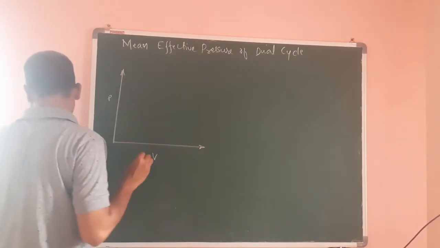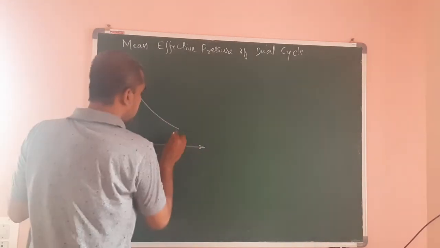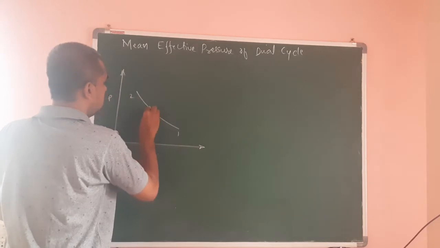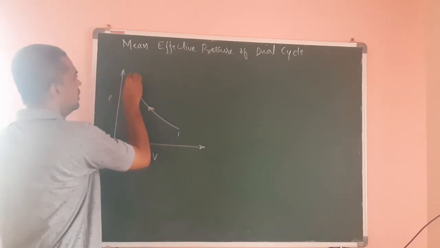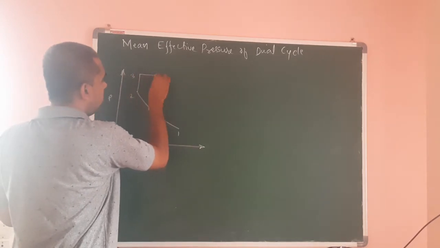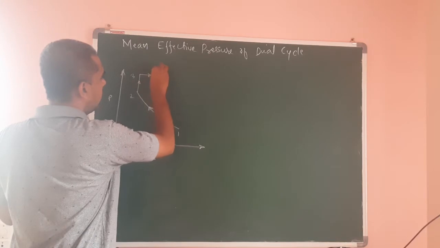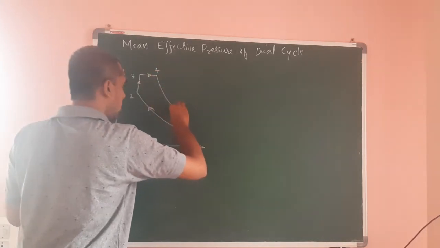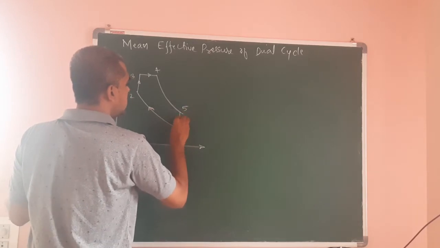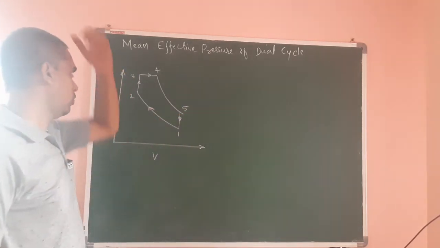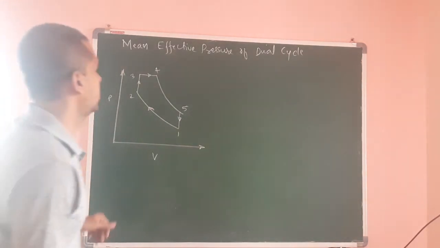A dual cycle consists of an isentropic compression, say process 1 to 2, constant volume heat addition 2 to 3, followed by constant pressure heat addition 3 to 4. It is followed by isentropic expansion 4 to 5. Okay, this is the dual cycle. We will calculate mean effective pressure of a dual cycle.